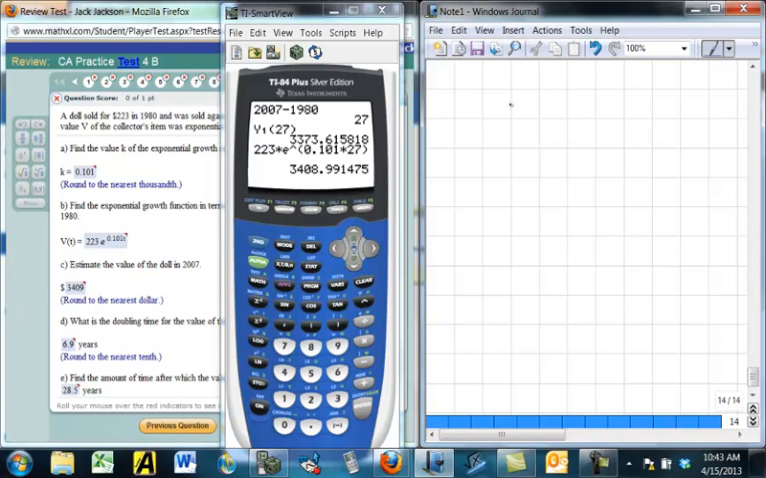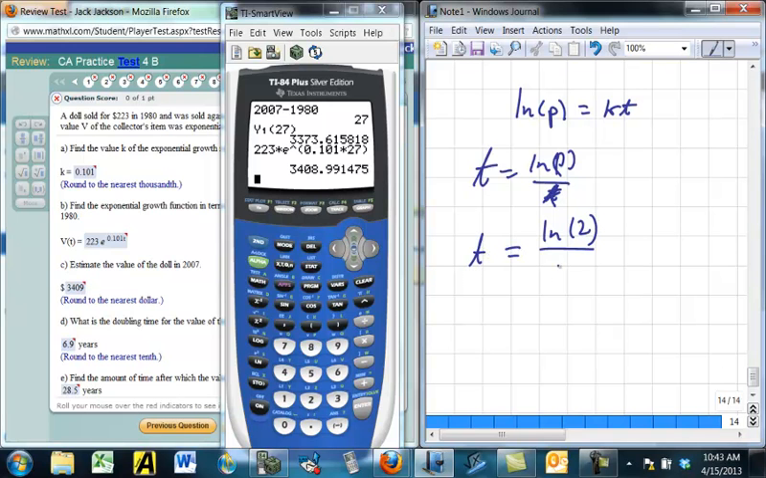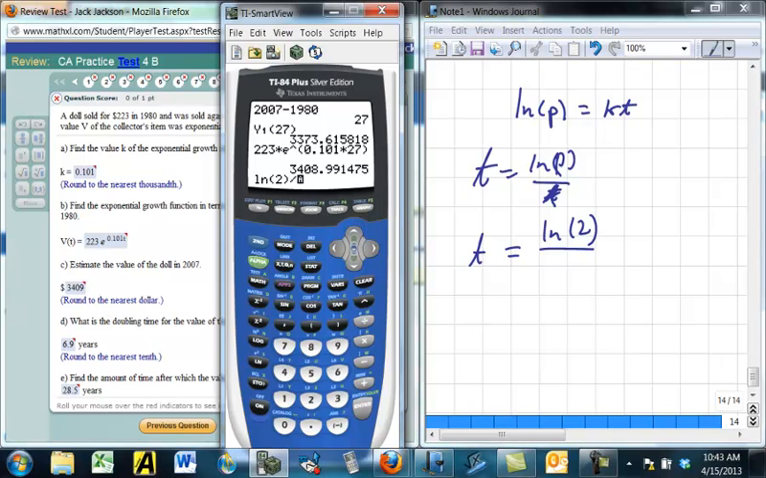So doubling time, again we use this basic formula, ln of p equals kt, and so the doubling time t is ln of p over k, where p is 2, and this is k. Now again, if we use the k in the calculator, ln of 2 divided by alpha k, which is the better way to do it, we get this value for the time.